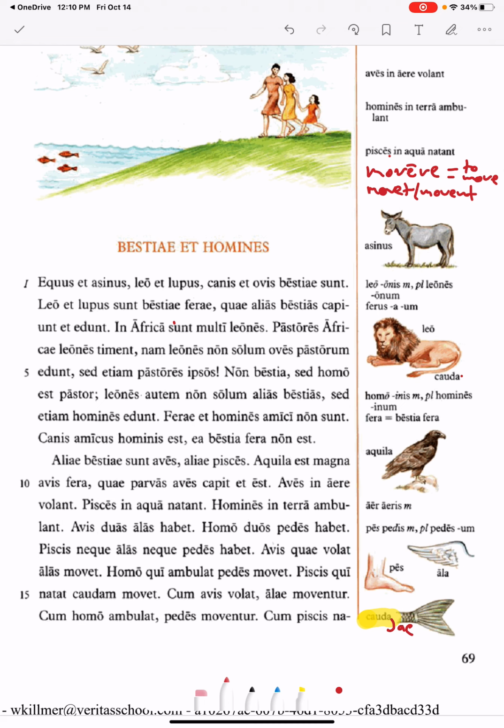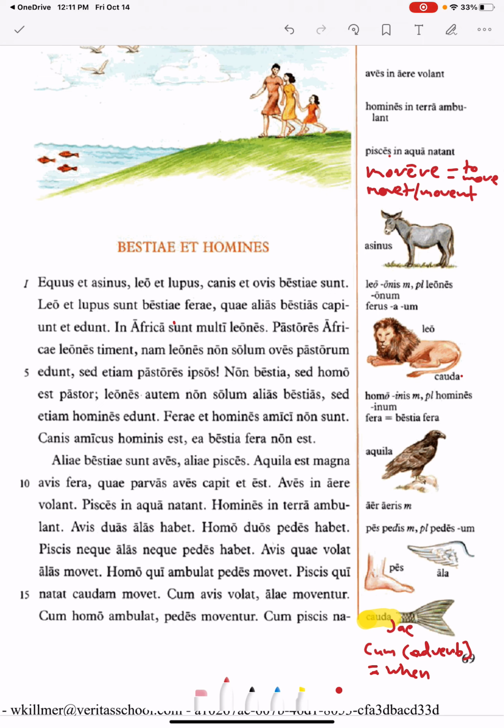Cum avis volat alae moventur. So here we have a new usage of the word cum, which you've already seen before as a preposition that means with, but here at the start of the sentence, it means something different. When you see cum at the start of a sentence, it means not with, but the equivalent of when in English. So it's saying when the bird flies, cum avis volat, alae moventur. And here moventur, you'll notice, is not active but passive. So it's saying when the bird flies, the wings are moved.